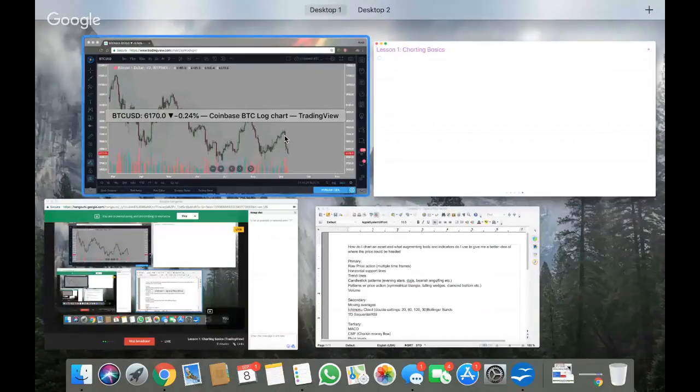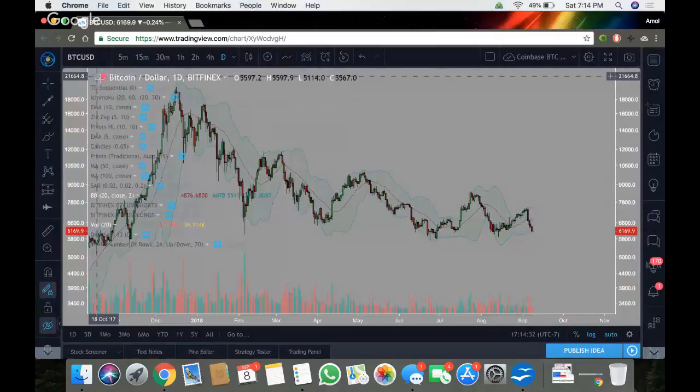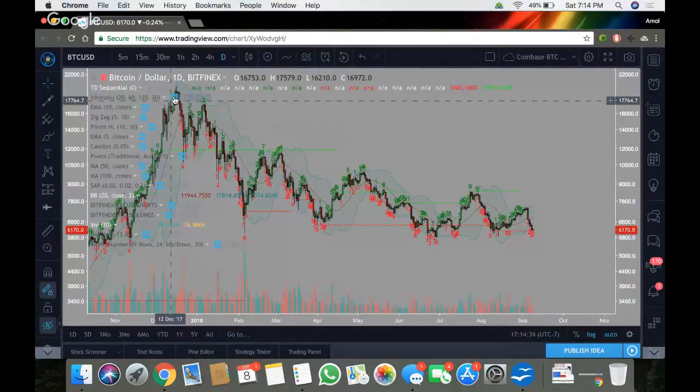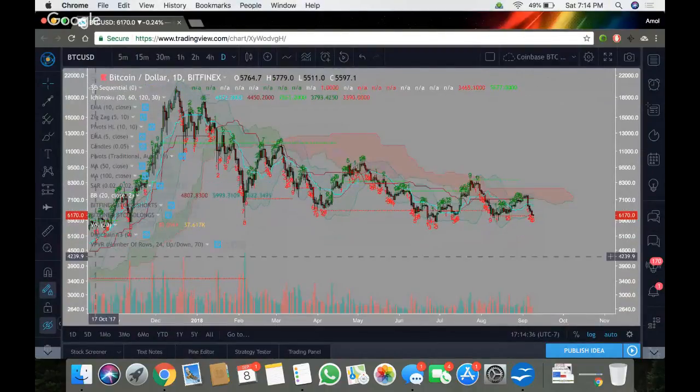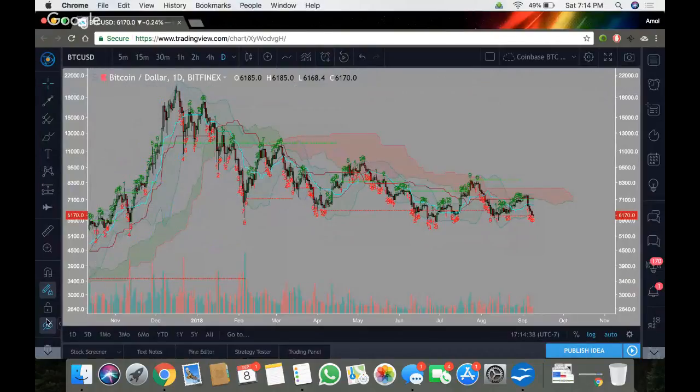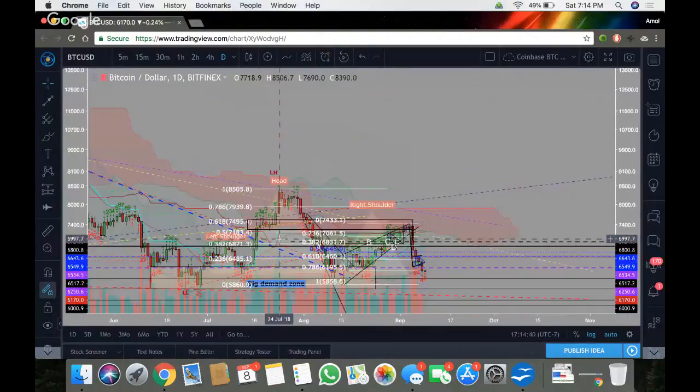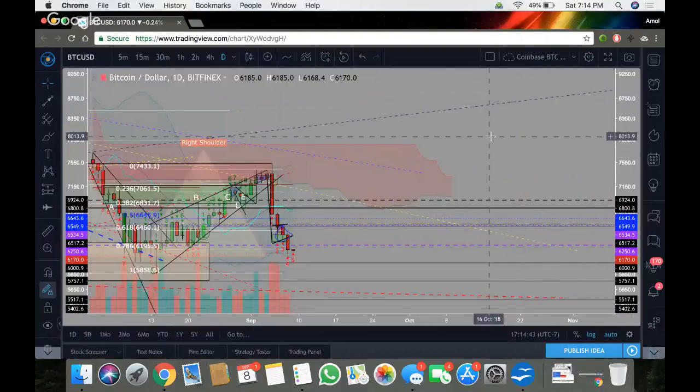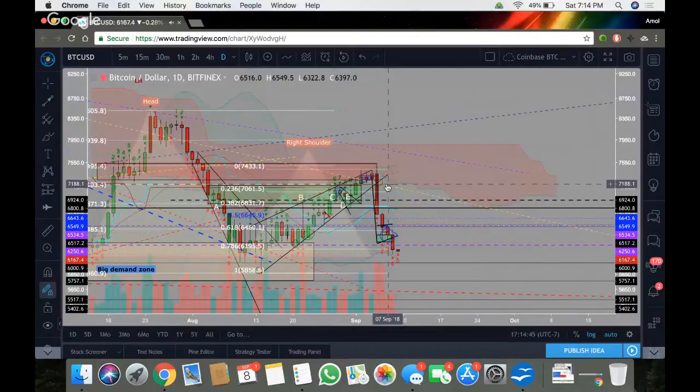So that pretty much wraps up our lesson, guys. I've showed you guys how to use the Bollinger Bands, TD Sequential, Ichimoku Cloud. I've showed you guys how to draw support and resistance levels. And now, hopefully you guys understand how to make complex and chaotic charts like this, okay?